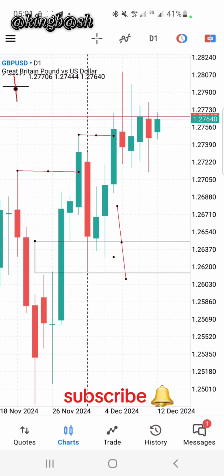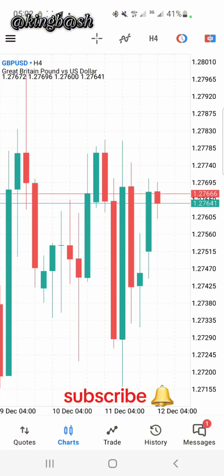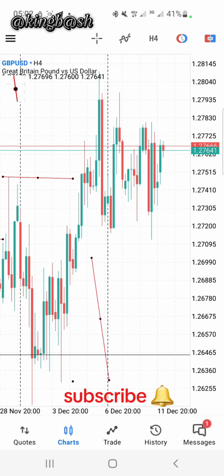This is the daily. From the daily now we can see that price is going up. It's making what? Higher highs and higher lows. Now when you go to the 4-hour time frame, you come to the 4-hour time frame. Now you can see this is an area where price has reached.